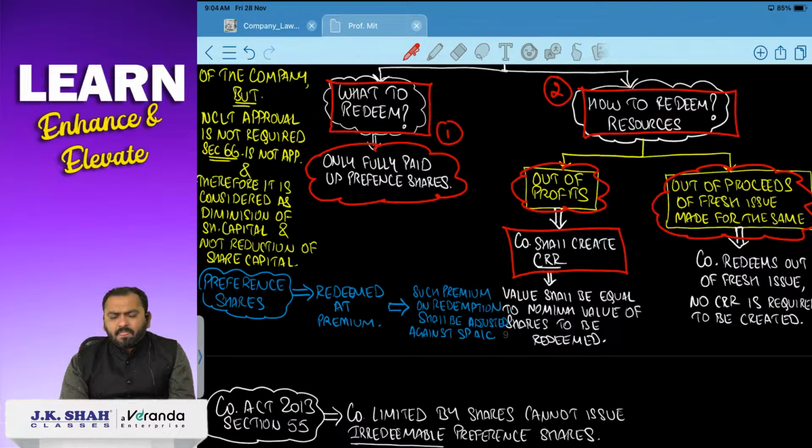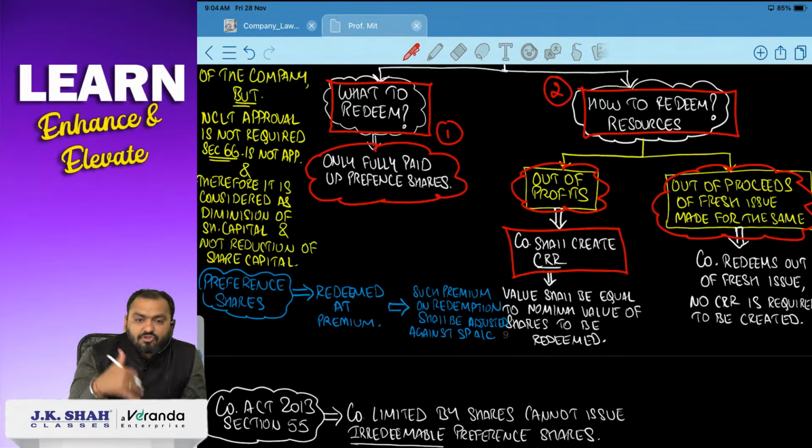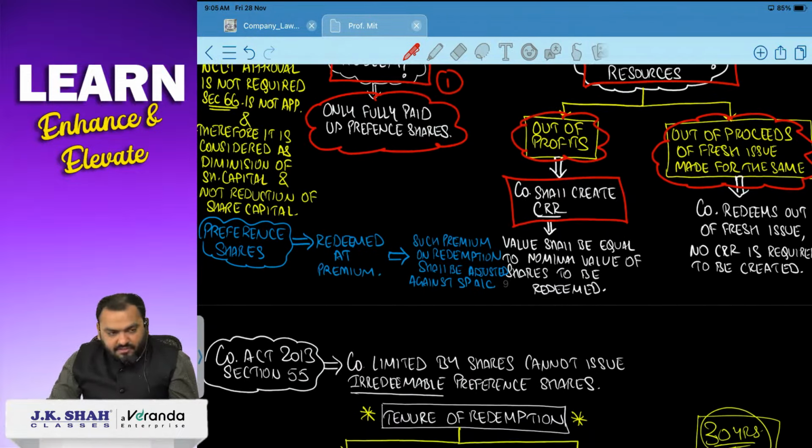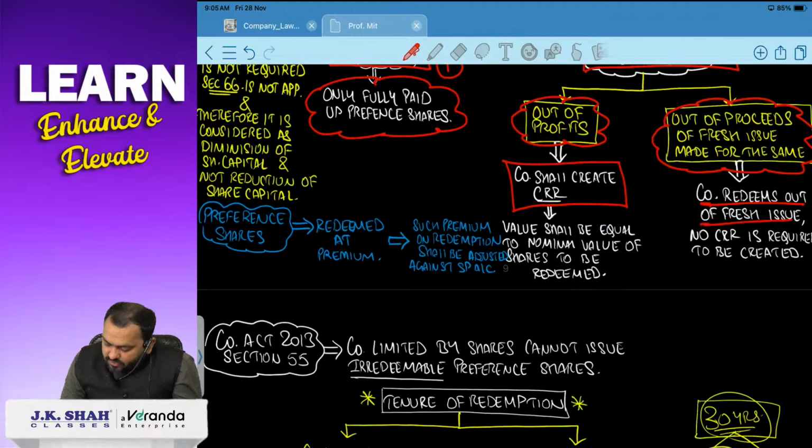What is this? If the company wants to redeem preference shares, it needs money. If the company doesn't have money, what will it do? The company will go for a fresh issue. It will issue new shares, money will be raised, and that money will be used in redemption. So out of the proceeds of the fresh issue made for the same, the company redeems, and here no CRR is required to be created.